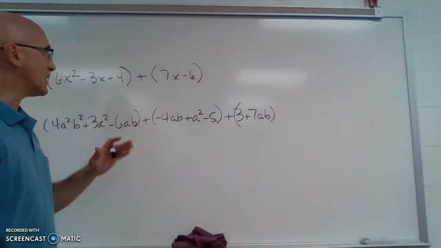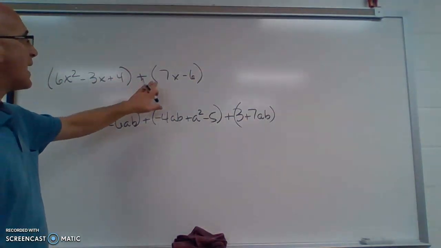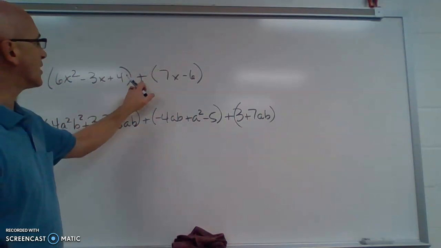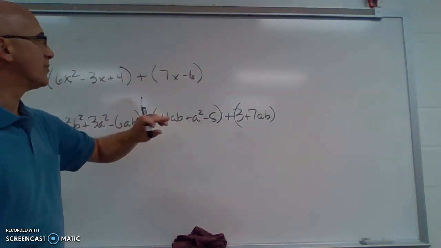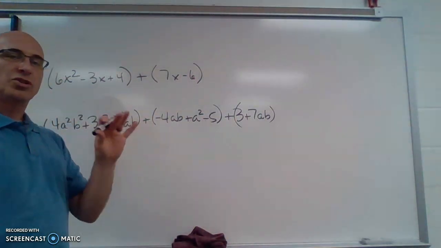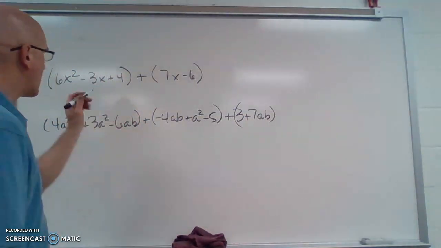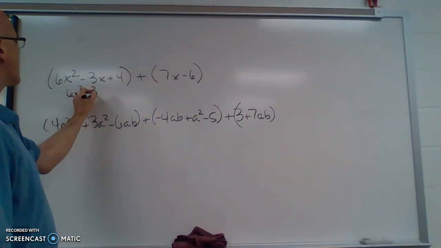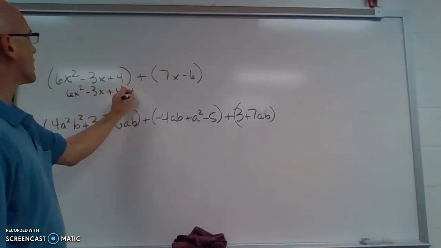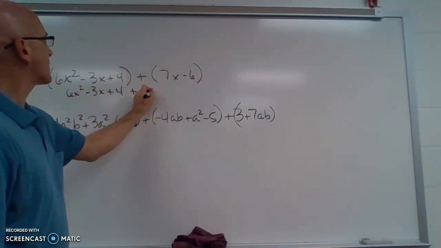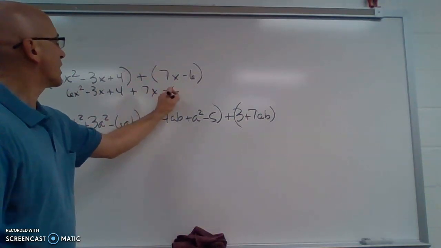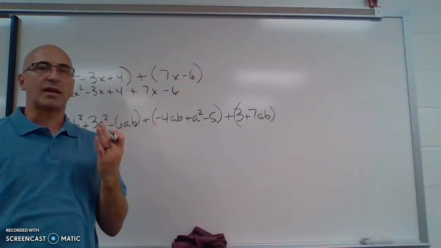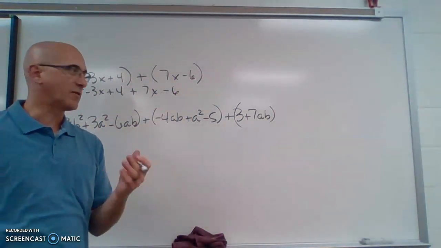Since we are adding these two things, we are just adding everything in here to everything in here. So if you wanted to, you could just write everything out together as long as you're adding. So we have 6x squared minus 3x plus 4 plus 7x minus 6. We have to keep that sign the same. Now we can start combining like terms and adding their coefficients.